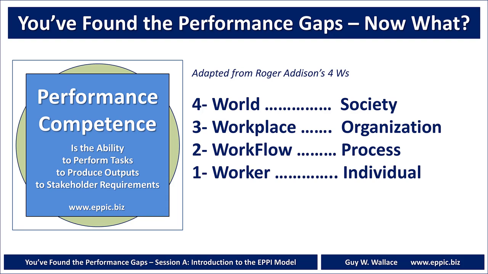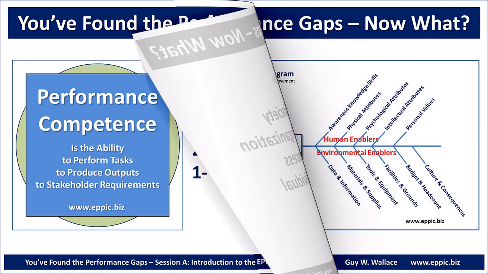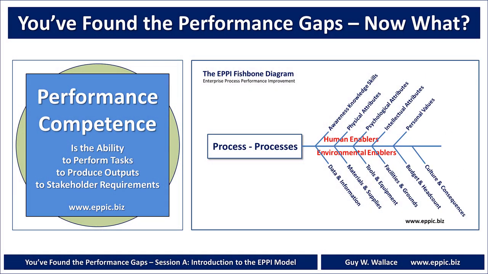We need society to produce outputs to meet its stakeholder requirements. We need organizations to produce their outputs and meet their stakeholder requirements. We need each process in the enterprise to produce outputs to meet their stakeholder requirements. And we need the individuals involved in the processes and practices of our enterprises to produce outputs to stakeholder requirements. Outputs, which are inputs downstream, so to speak, are a function of three sets of variables.